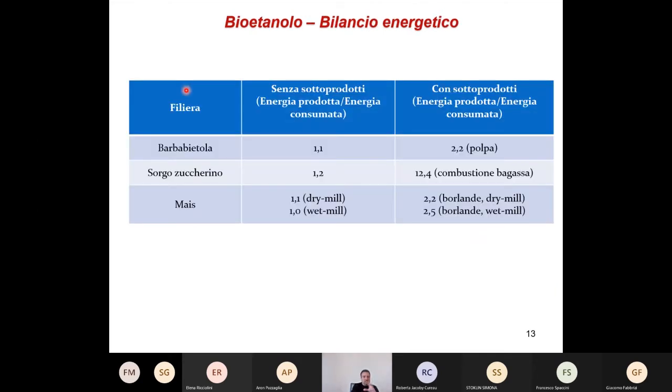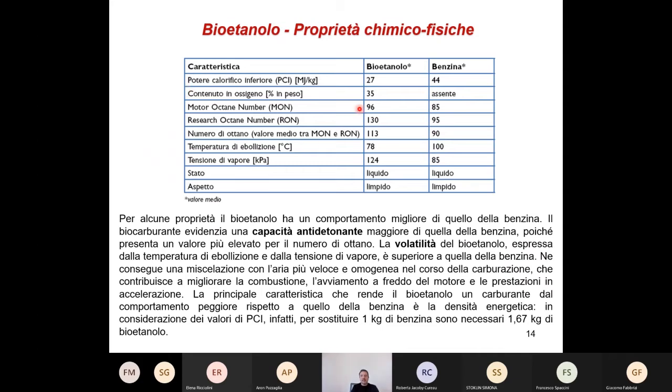Just an overview also of the energy balance, but I think the main element to focus on is this one: the lower heating value of gasoline compared to bioethanol. You can see that bioethanol has 40% lower energy content than gasoline, and it's a problem.